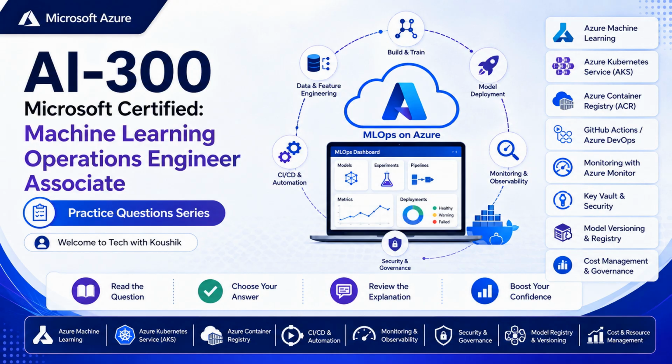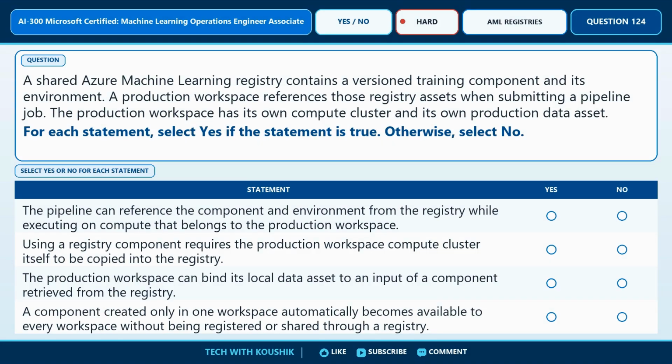Let us begin set 4. The next item is question number 124. This question focuses on AML registries.